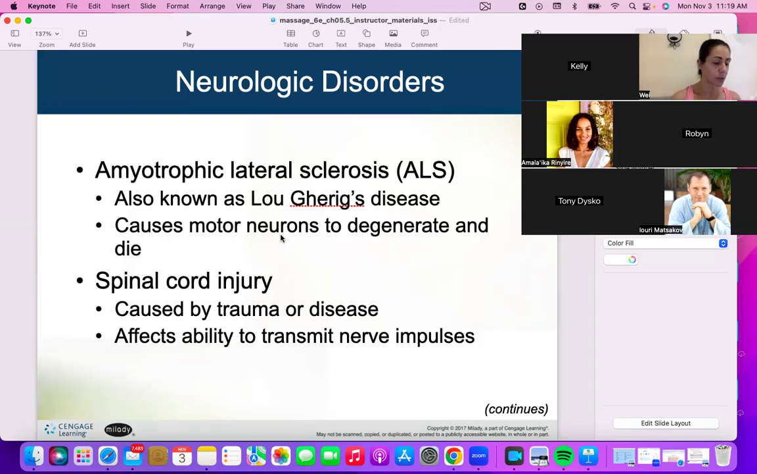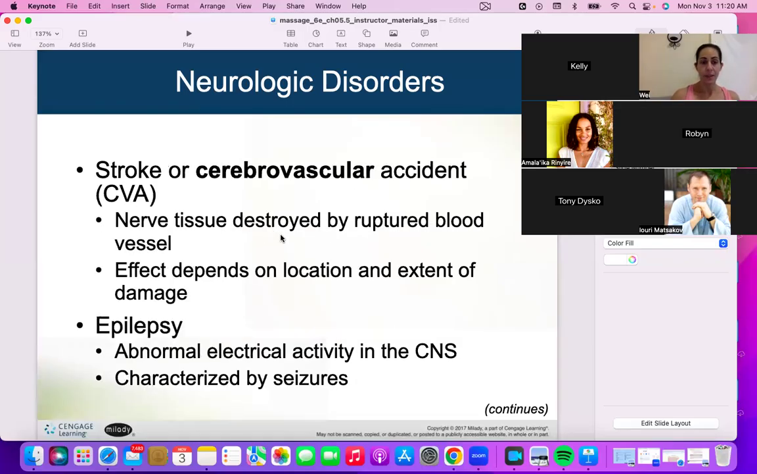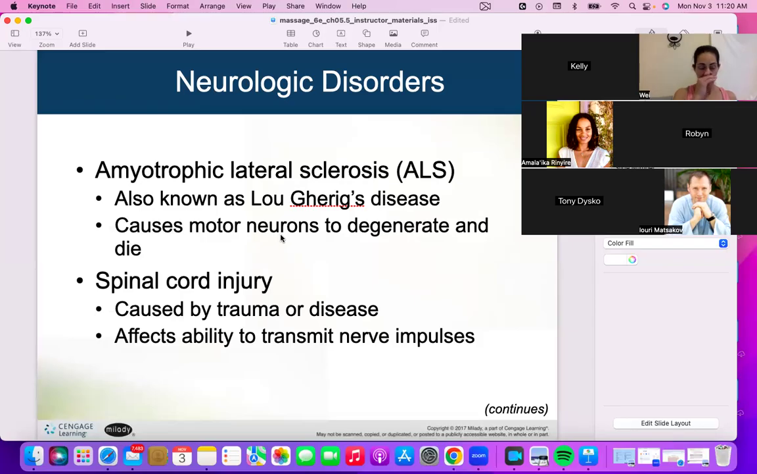Symptoms of spinal cord injury can differ. It depends on the injury, but it's going to affect sensation and movement, which is sensory and motor. Now, if you have a serious injury to the spinal cord, it depends on where in the spinal cord.